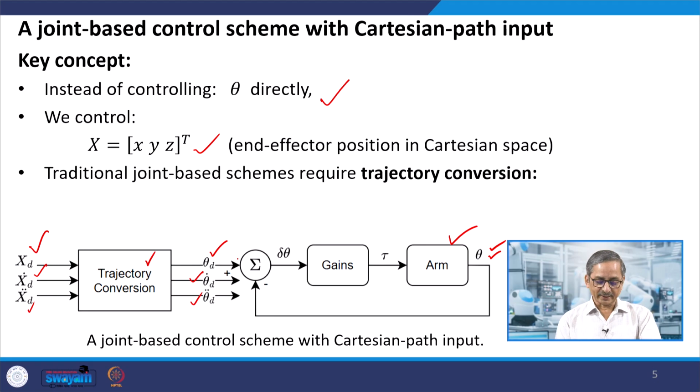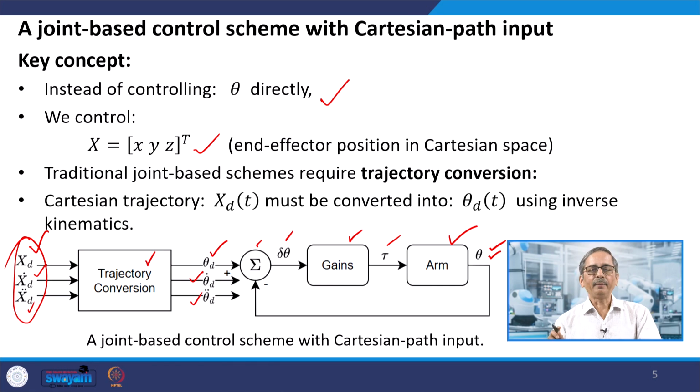Okay. So, it comes to the comparator and we basically get the error, and then it is multiplied with the gains and we get the torque. So, this is what is there in the joint base control scheme with Cartesian path input. Why Cartesian path input? Because I am supplying the Cartesian position, velocity and acceleration over here. So, these Cartesian trajectories must be converted into the joint trajectories, and how can we do that? That we can do using the inverse kinematics.